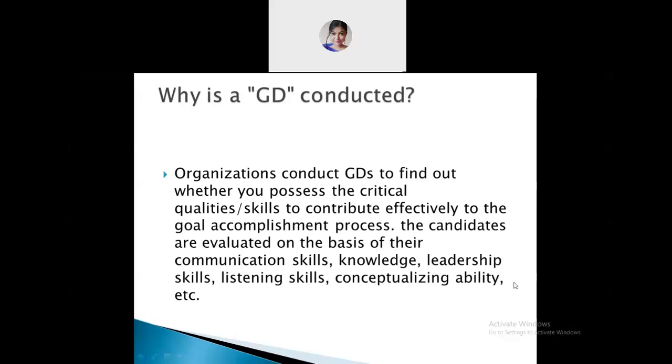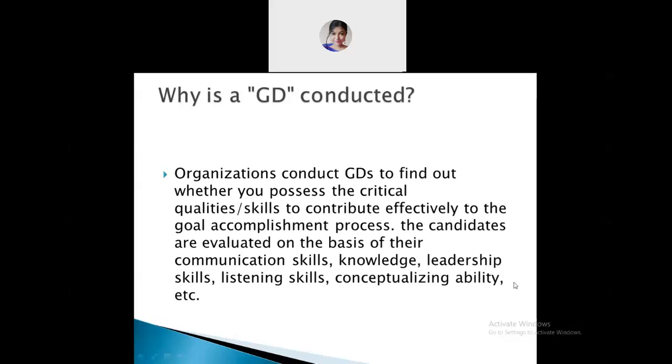process. So for higher education and for getting a job, you have to pass a group discussion round. Then only you will go to the next round, or you will be able to get the job, or become a part of that institute where you want to study.